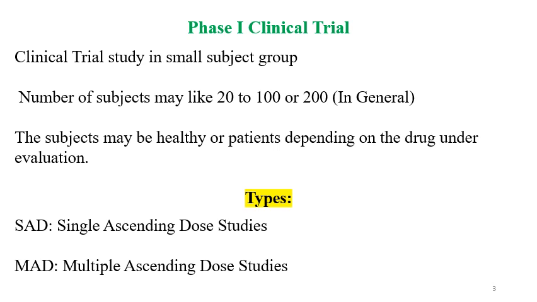Phase 1 clinical trials are of two types generally. One is a single ascending dose study, and another is multiple ascending dose studies. So single ascending dose studies are also abbreviated as SAD, and multiple ascending dose studies are abbreviated as MAD. So these are the types.